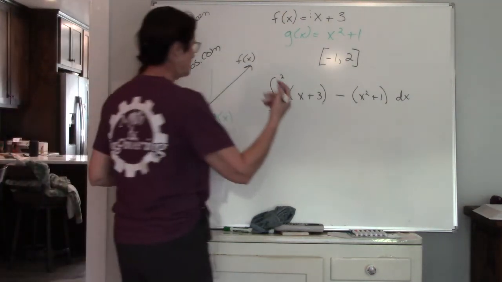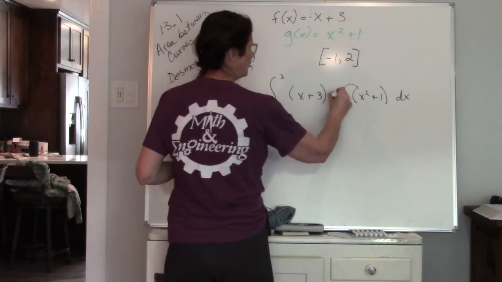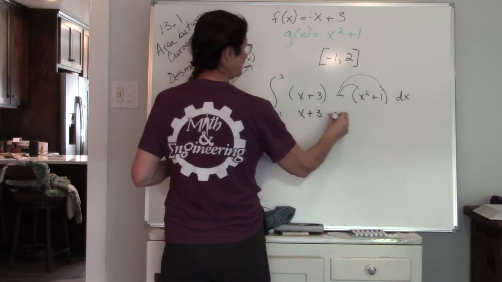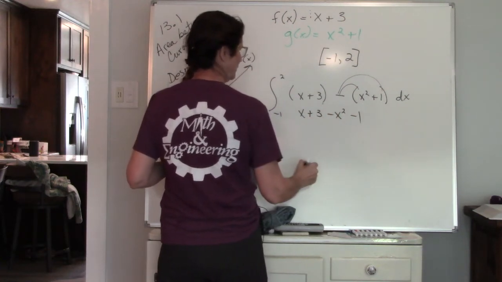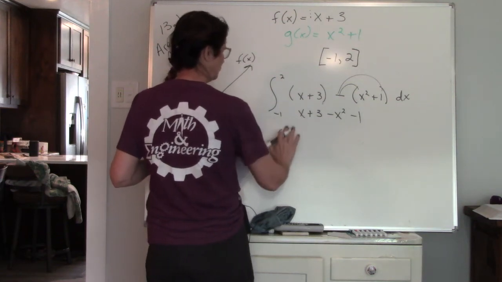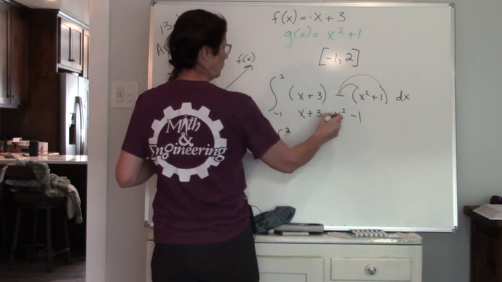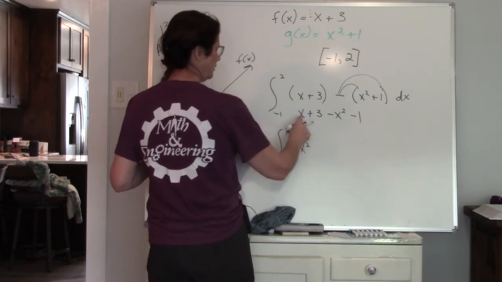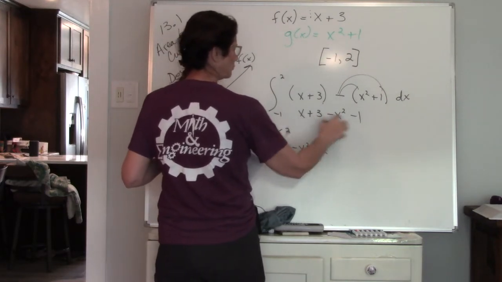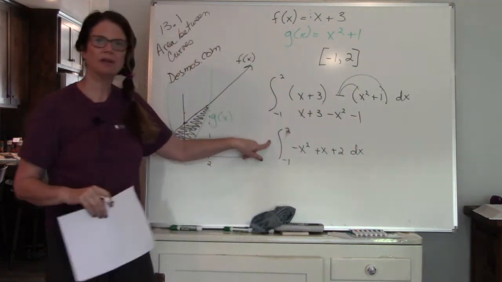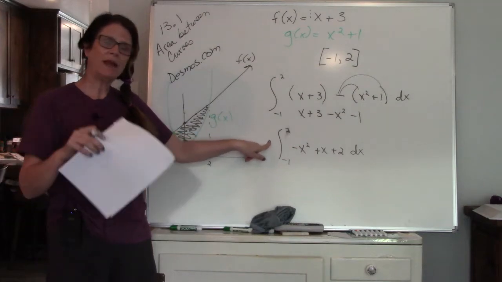Now I'm just going to simplify. Don't forget this negative needs to get pushed through both. So it's x plus 3 minus x squared minus 1. So I have a definite integral between negative 1 and 2, and I'm just going to rewrite it in descending order: negative x squared plus x, and then 3 minus 1 is 2. So there is my definite integral.